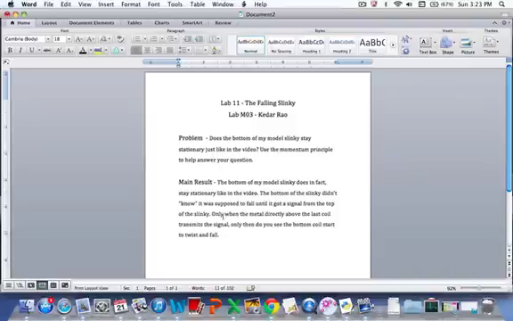This is Lab 11, the falling Slinky. Problem: does the bottom of my model Slinky stay stationary just like in the video? Use the momentum principle to help answer your question.